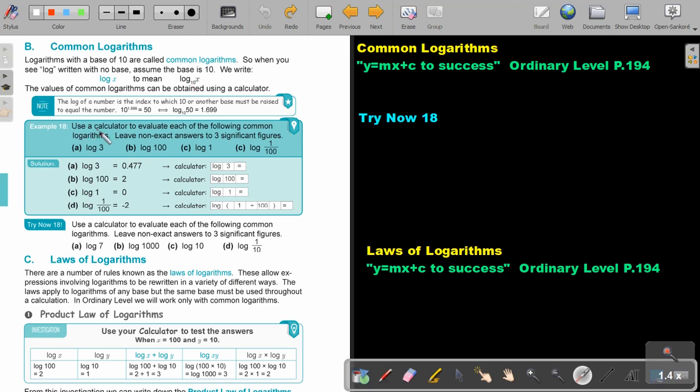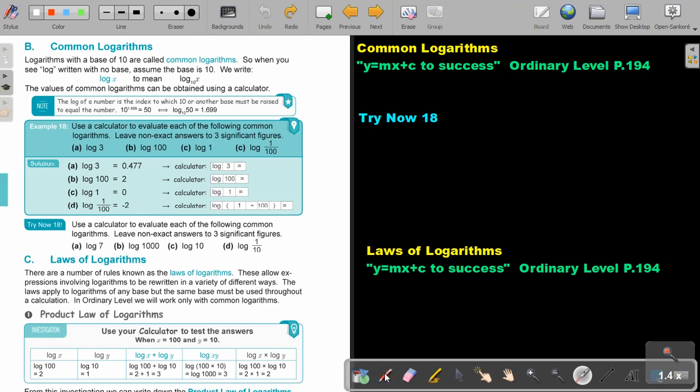Okay, so let's look at this example. Use a calculator to evaluate each of the following common logarithms. Leave non-exact answers to three significant figures. So basically, you just press on your calculator log 3 equals, just like that, and you get this. Log 100 equals. Log 1 equals. Now, if you have a fraction, just put a bracket in. Say log bracket 1 divide 100, close the bracket, equals, and you get negative 2.